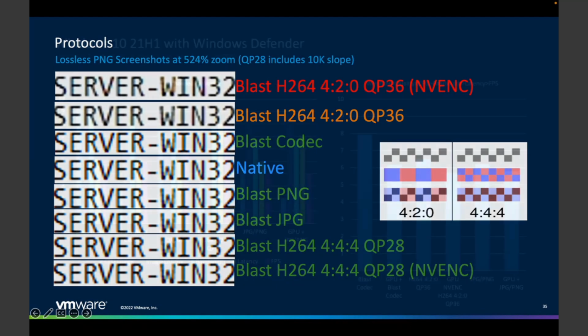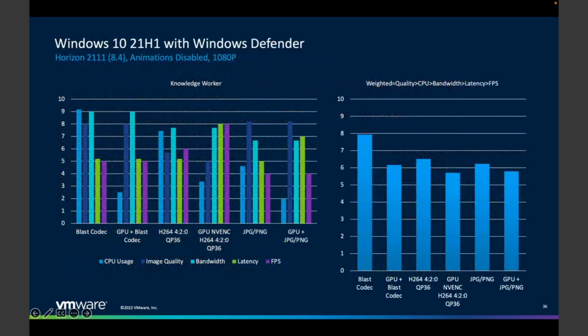So what I did then, and this is the only thing I did with the workload from Login VSI, but I used other tools, I used Take-Two Photon tools and things like that. I did a comparison for myself. I did all of the codecs, and then I looked at the CPU usage, the image quality, the bandwidth, the latency, and the FPS. And that's what you see on the left side.